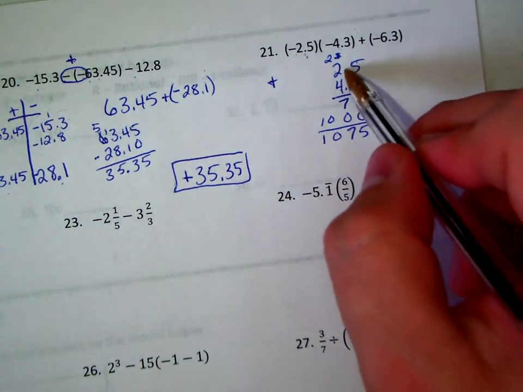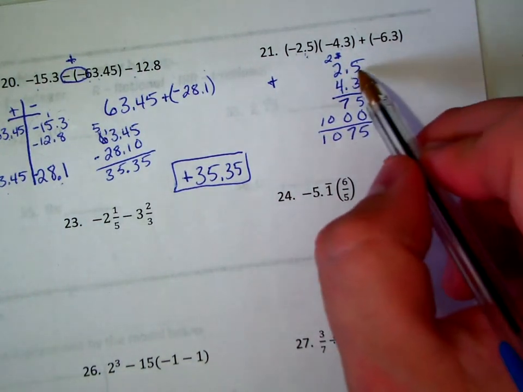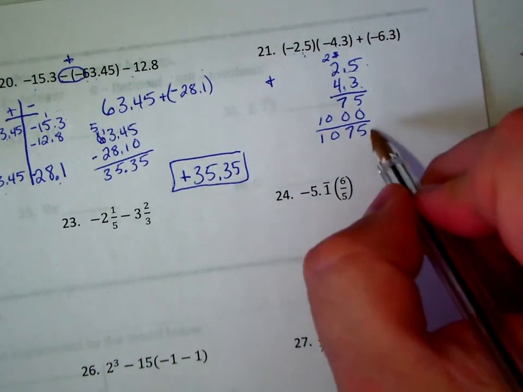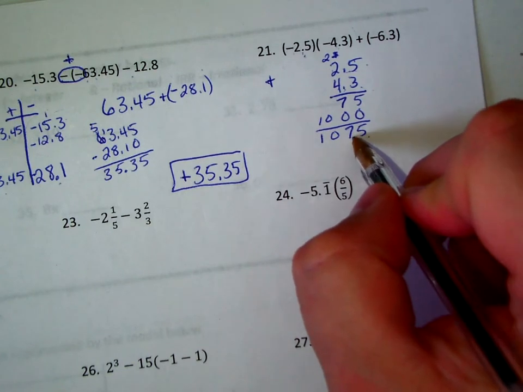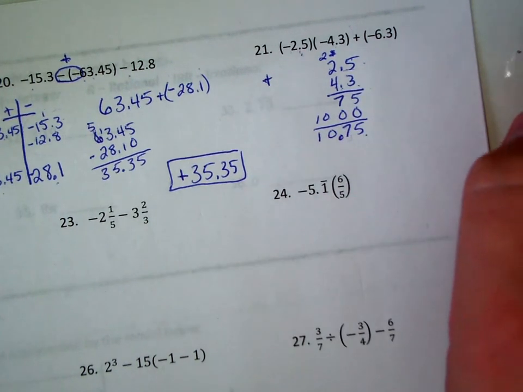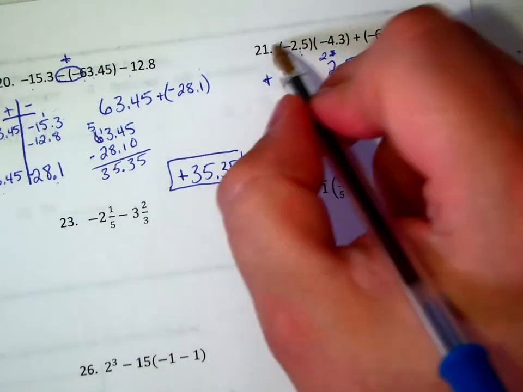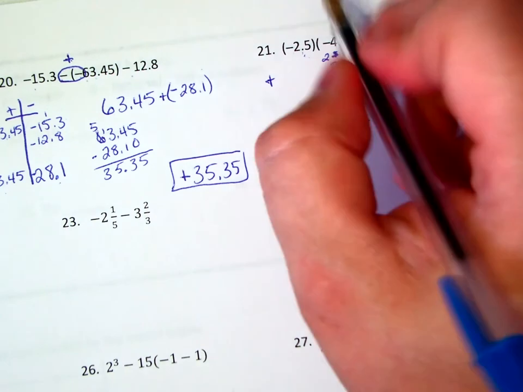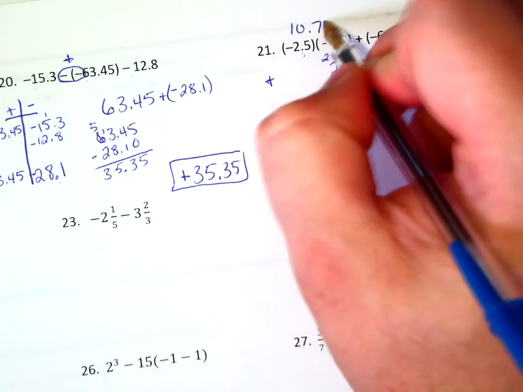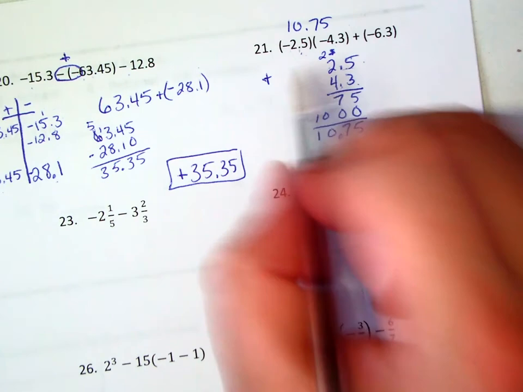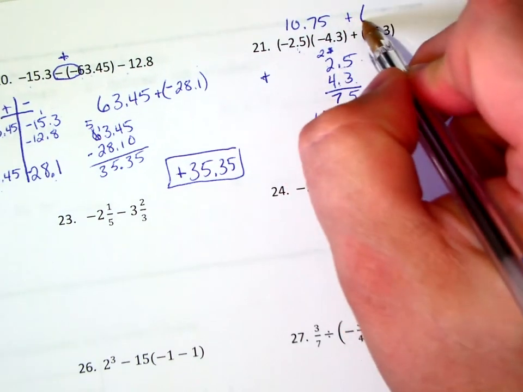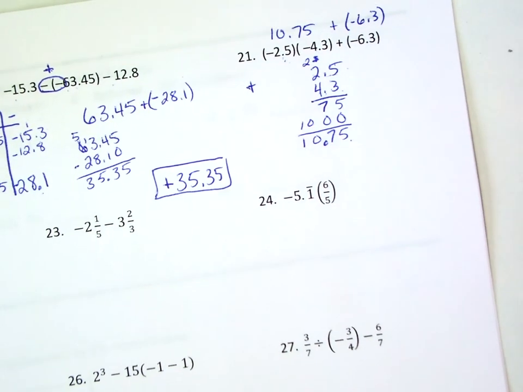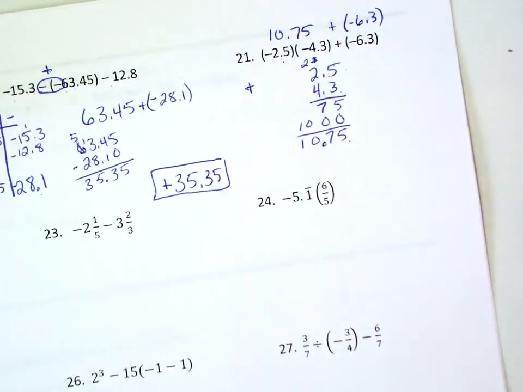And our last step is to look at our original problem and find out how many decimal places were in it. I have one number to the right of this decimal and one number to the right of that decimal, so that's 2. Starting from the end here, I need to move over 2 decimal places. So 10.75. So the combination of negative 2.5 times negative 4.3 equals 10.75 positive. So now we can say 10.75 plus negative 6.3. And again, we're just doing an adding and subtracting problem to finish this one up.